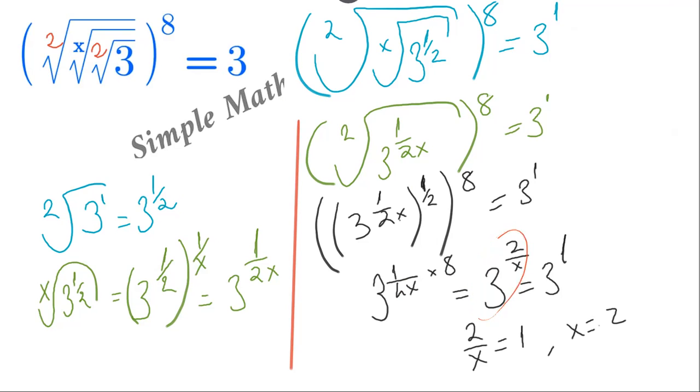So 3 power 2 over x equals 3 power 1. So this 3 has power 1 here. And if the bases are the same, the powers must be the same. So we set our equation. We can do cross product. So x equals 2. So it means this is also a square root.